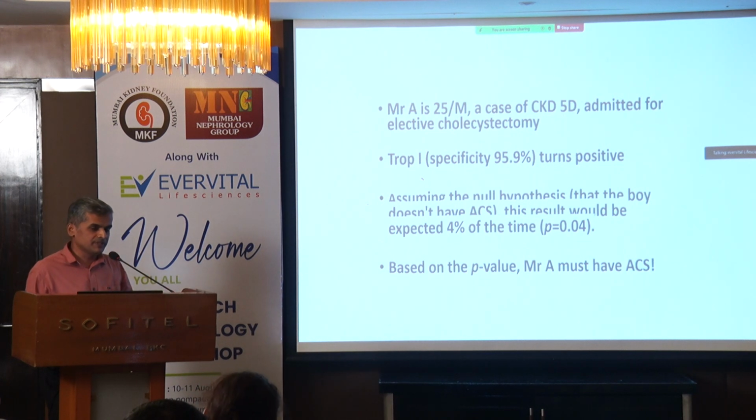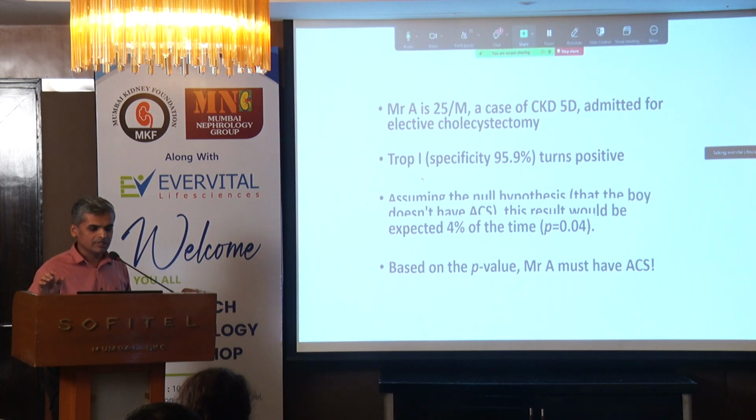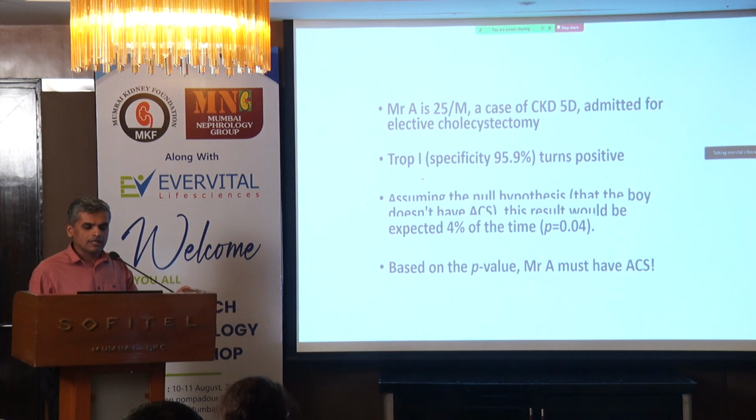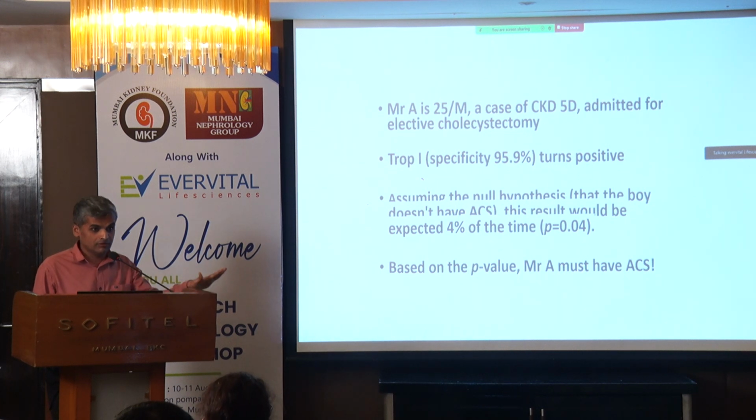Now let's consider this patient, a young guy, end-stage renal disease on dialysis, gets admitted for cholecystectomy. And somebody in emergency, because he was found a little breathless, did a troponin and it turns positive. Now the specificity of this test is 95.9%. Assuming the null hypothesis, that the boy doesn't have acute coronary syndrome, this result will be expected 4% of the time. 0.04 is the p-value, and this will tell you that this patient must have ACS.